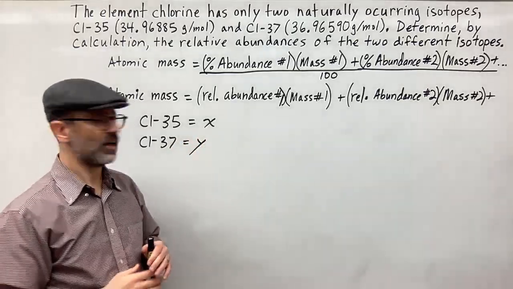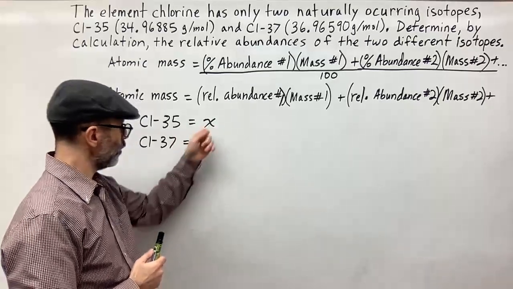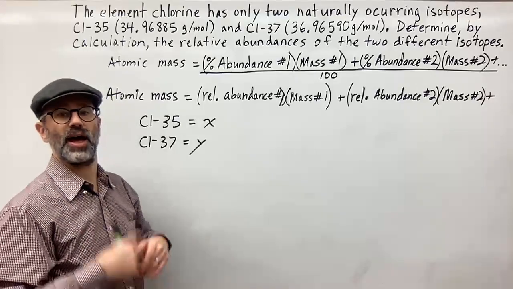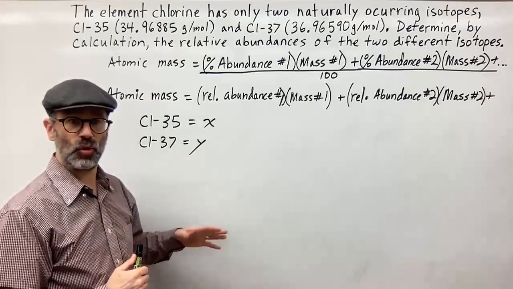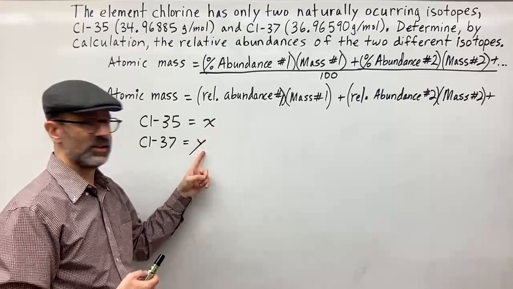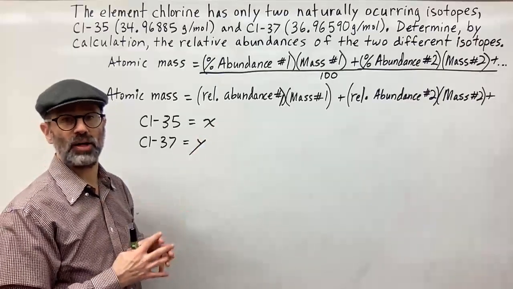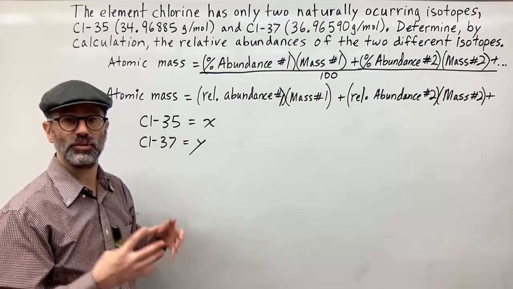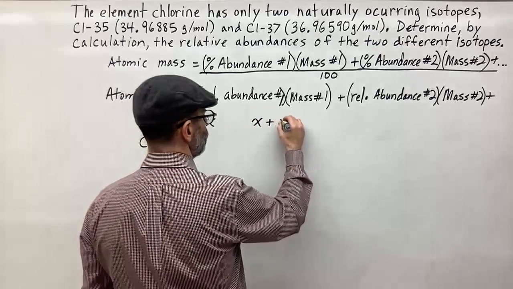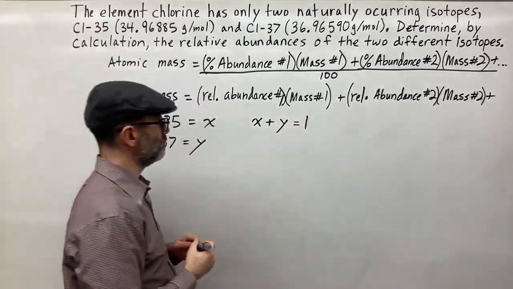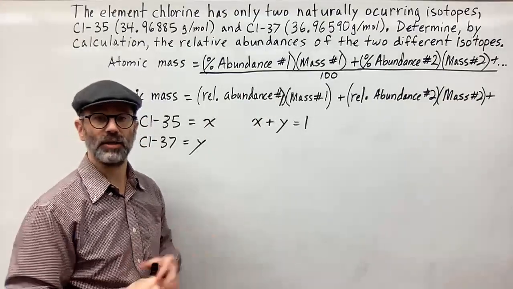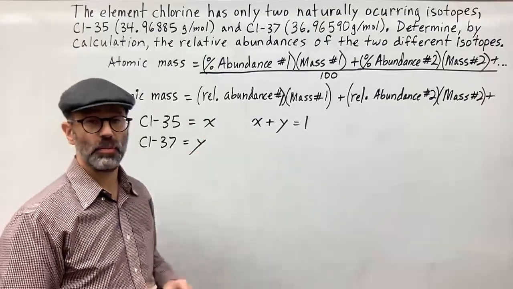So there's our variables, X and Y. Anytime you have two unknowns or two variables, you need that many equations. So we have one equation here. We need another equation. As I said, if these are the relative abundances, the total of all the relative abundances of all your isotopes should add up to 1. So then our second equation is going to be X plus Y equals 1. So there's our second equation. Here's our first equation. So now we can kind of solve this for the abundances.